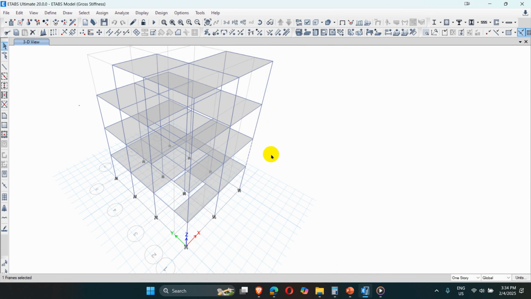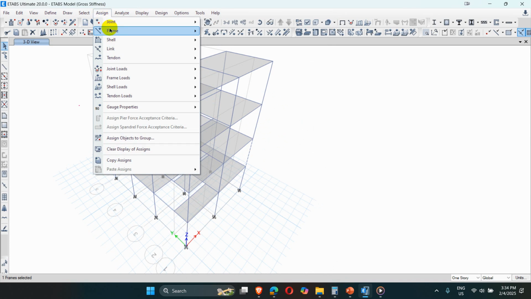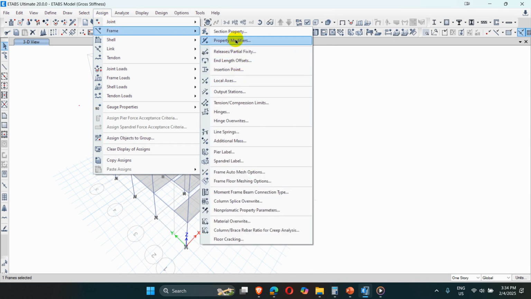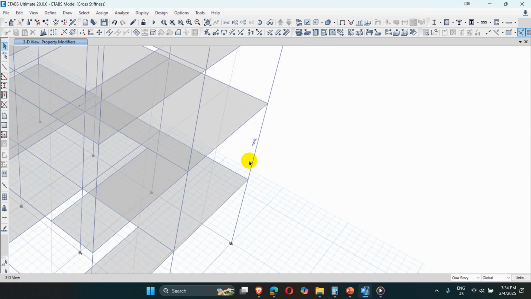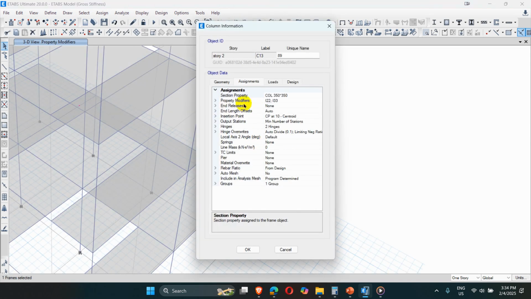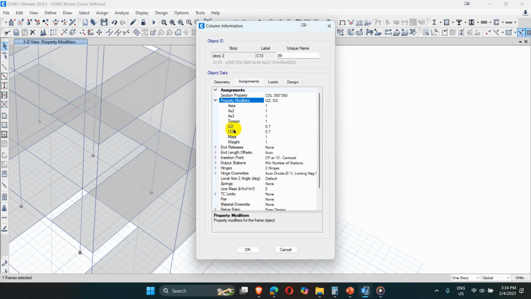So if we select this column and assign, for example, a frame stiffness modifier of 0.7 for column, then we see the property modifier assigned in the column. Here we can clearly see that I22 and I33, the cross moment of inertia, is reduced by 30%, which is presenting 70% of cross stiffness. That can be used for the serviceability limit state check of the structure, but not for the analysis and design.